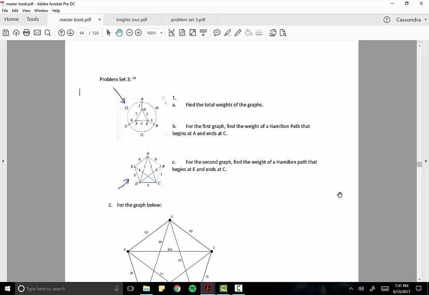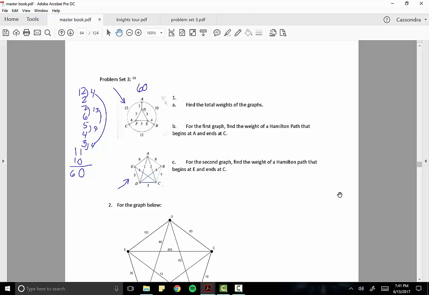So for this graph, we've got 12, 2, 7, 6, 5, 4, 3, 11, and 10. Adding that up, 4, 13, 9, 4, 8, 21, no, 22. 22 plus 8 is 30. 1, 2, 3. So that is a total weight of 60. So for graph A, the total weight is 60.